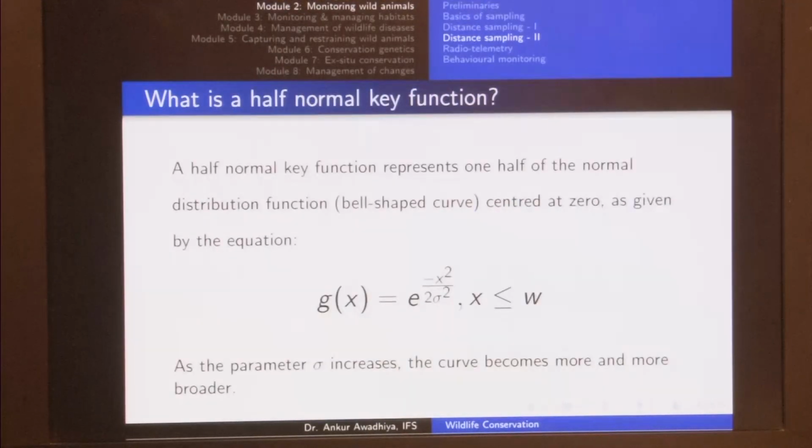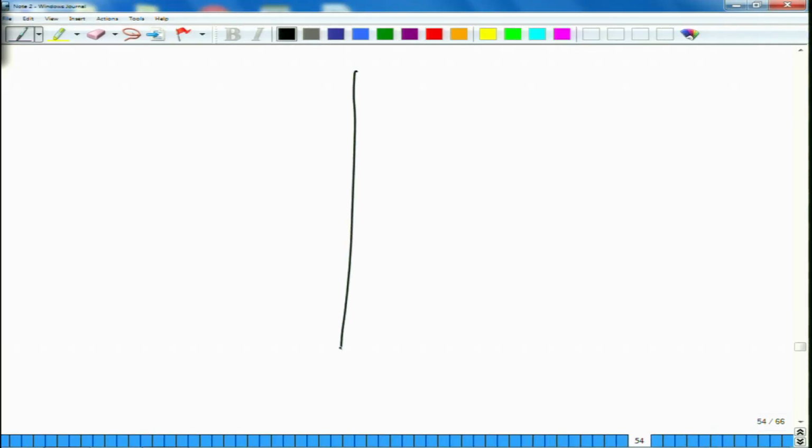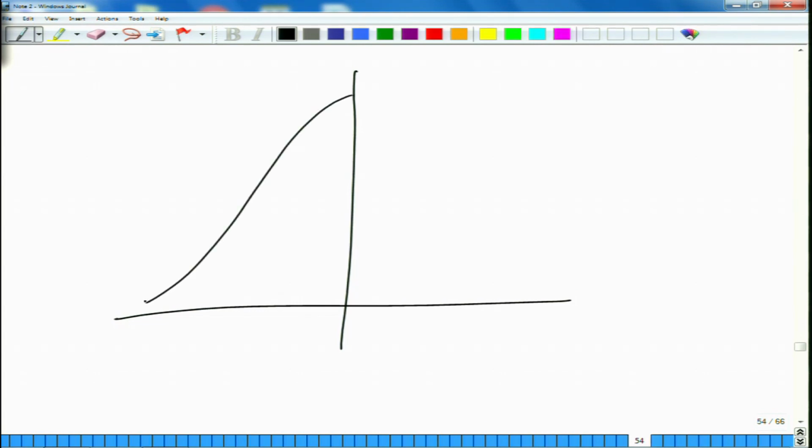The second key function is given by the half normal key function. Now, what is a half normal key function? A normal curve is what we observe in most situations as a bell shaped curve. So, this is a bell shaped curve. Now, a bell shaped curve is the most common curve that is seen in biological samples.